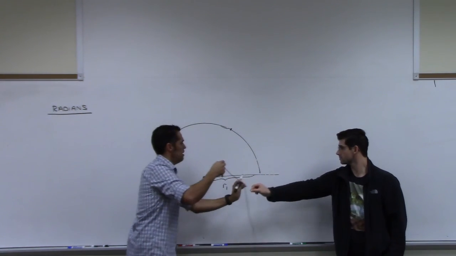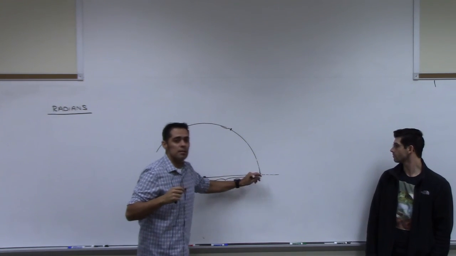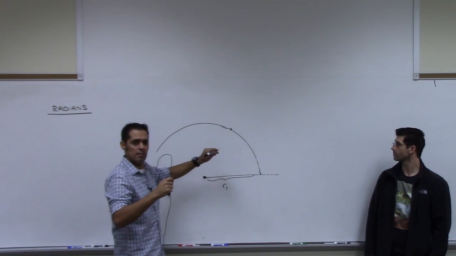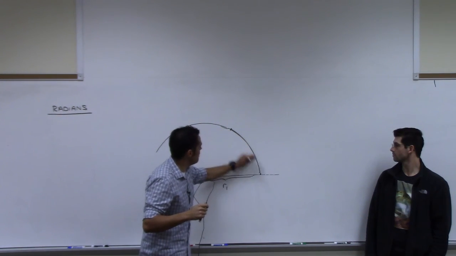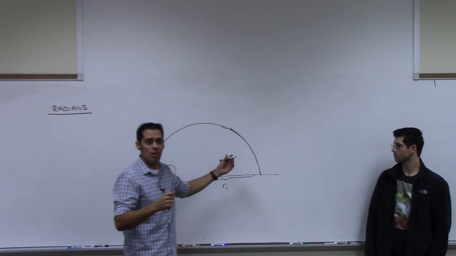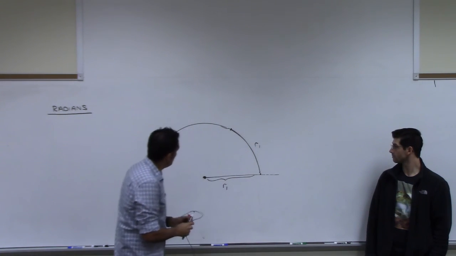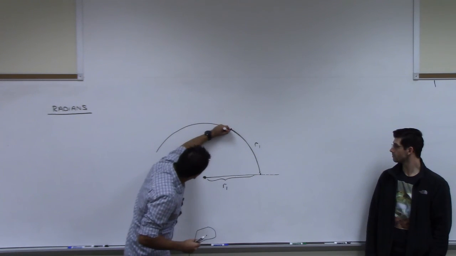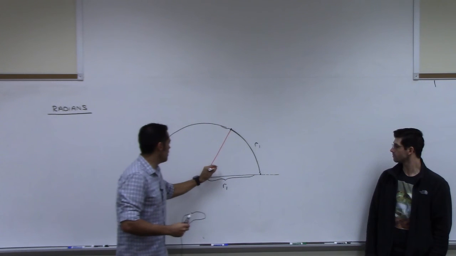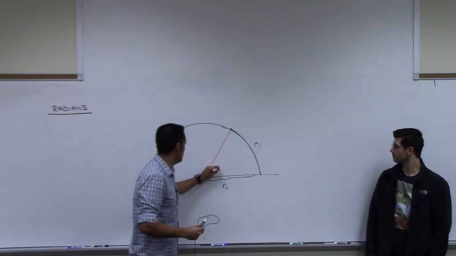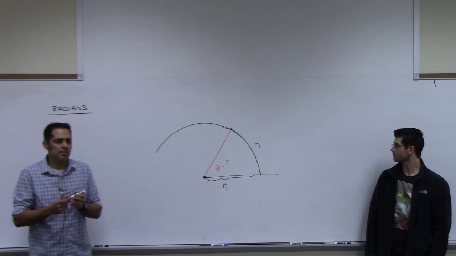Okay, now stand back for a second. So do you see here, what is the distance from here to here? What is the measurement of that arc? It's also R1, isn't it? And the point that I marked here actually creates the terminal side of an angle. So this angle right here, I can call theta, is something, right? It's some angle.